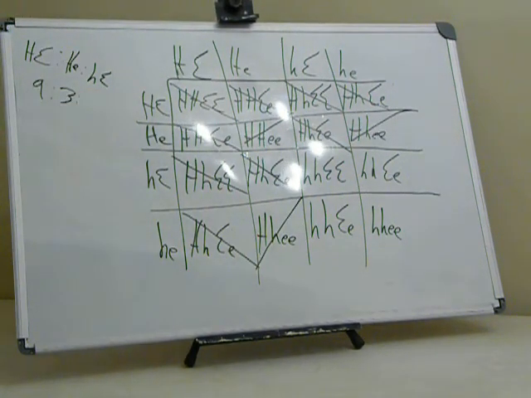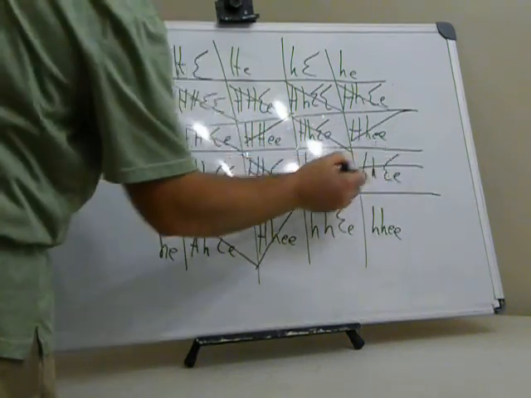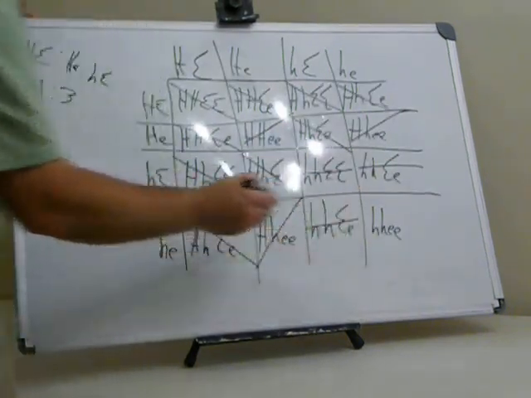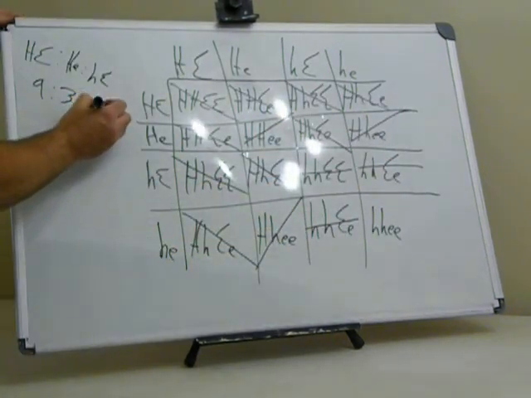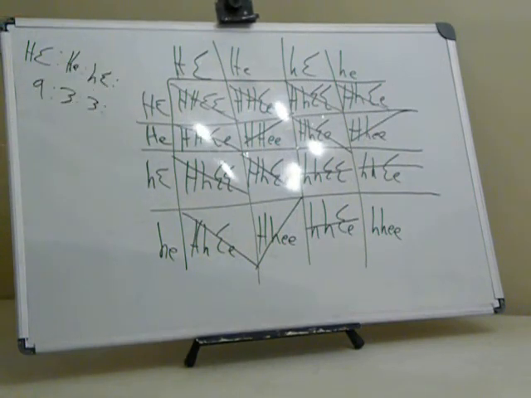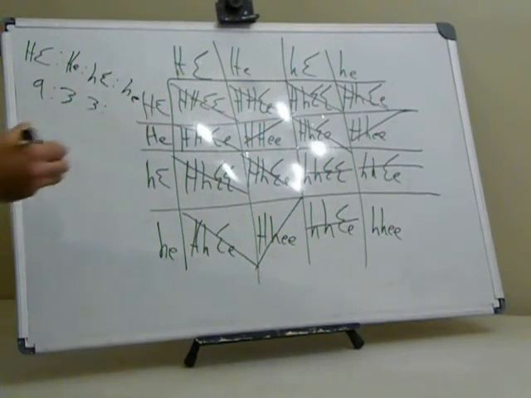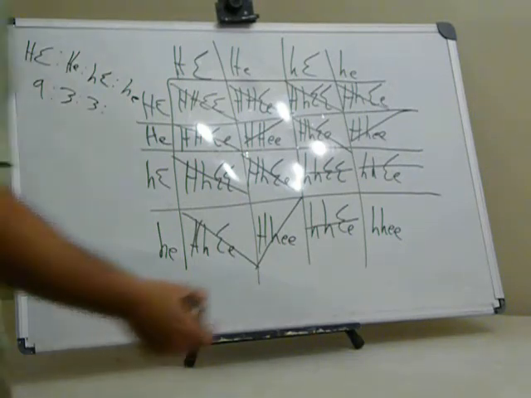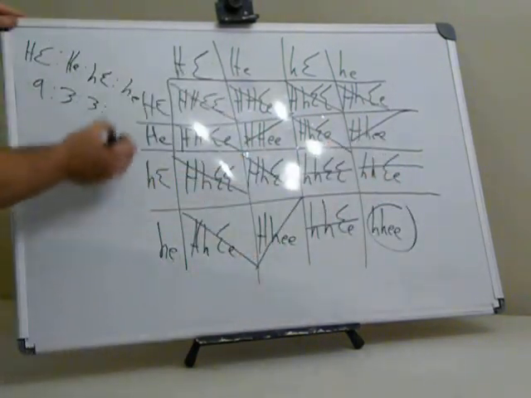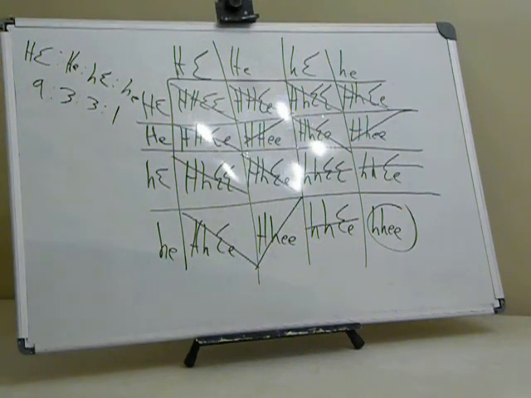Of the remaining children, how many have only little h's and a big E? 1, 2, 3. The last number in a genotypic ratio is the number of homozygous recessive. In this case, that's little h, little e. So how many of the remaining children have only little h and only little e? There's only one kid left. It fits that description. So our genotypic ratio is 9 to 3 to 3 to 1.